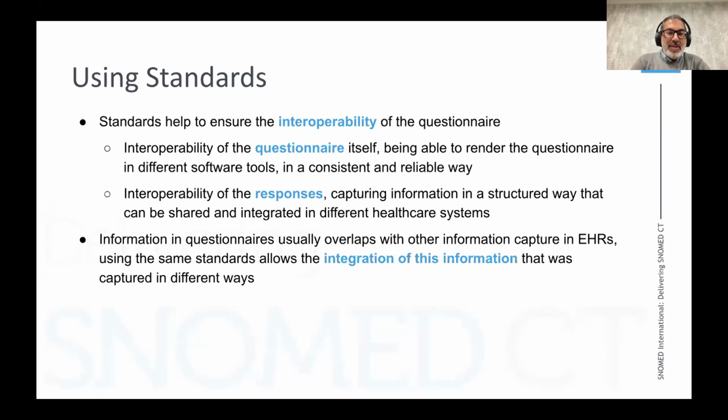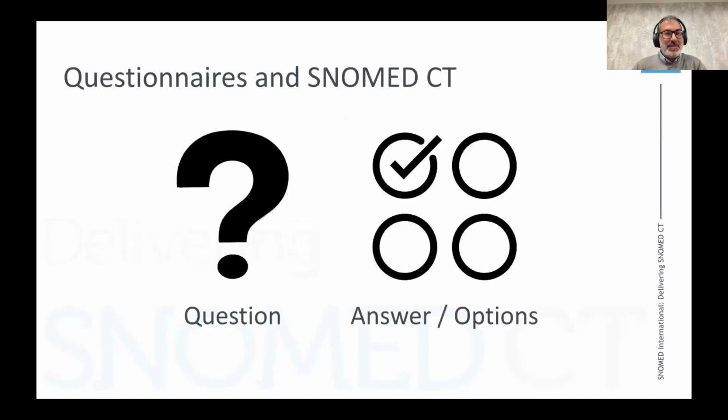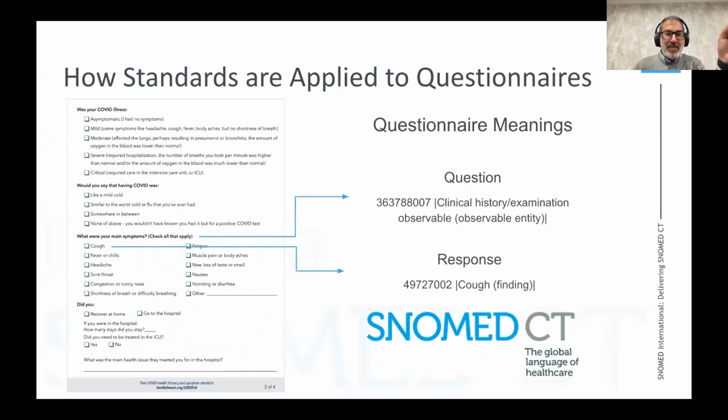And information in questionnaires usually overlaps with other information in other questionnaires also. So sometimes you have asked the same question in different questionnaires. So using standards, you can identify this meaning overlap between different questionnaires. And basically, if you go to the aspects of how SNOMED is applied to the questionnaire, you have two different places where the meaning is important. And that's what is the question and what are the options? And basically we'll work around that.